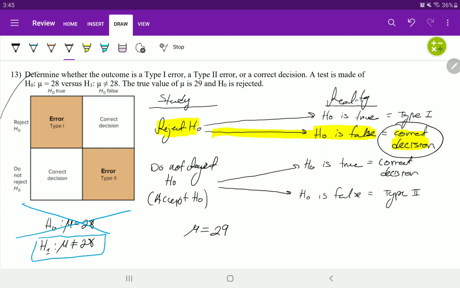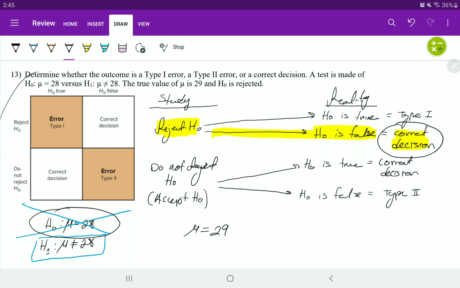The null says mu equals 28, right? In reality, mu is 29. In your study, you rejected that claim that mu is 28, and you took the claim that mu is not 28. And in reality, mu is 29. Because mu is 29, you made the correct decision by rejecting the fact that the mean is 28. That's why, once again, it is a correct decision.